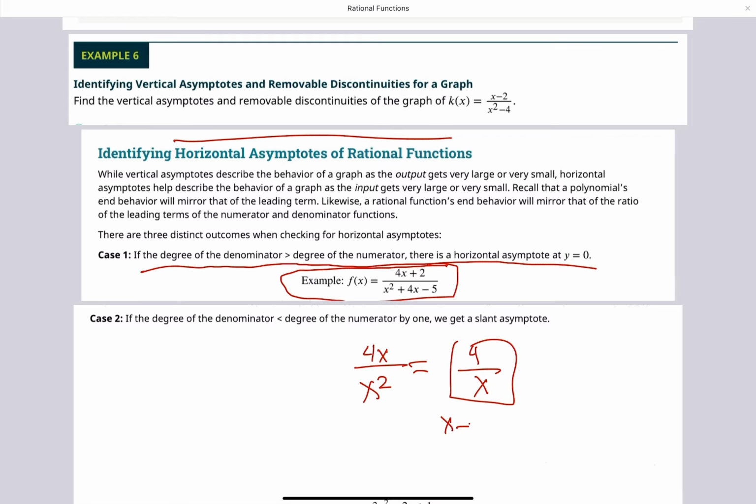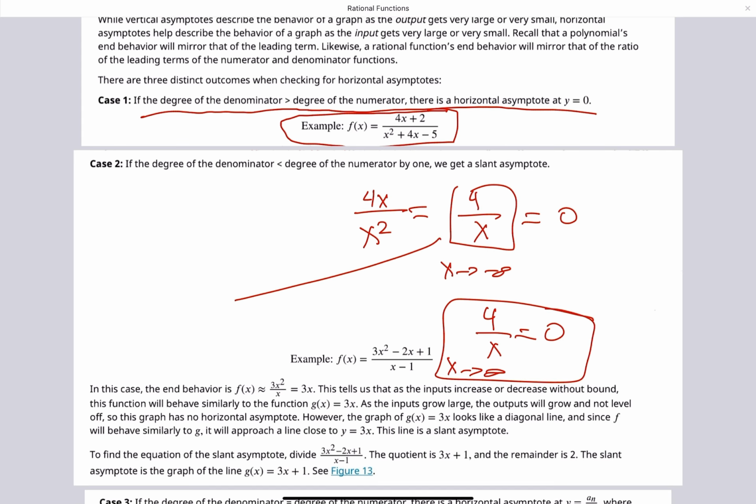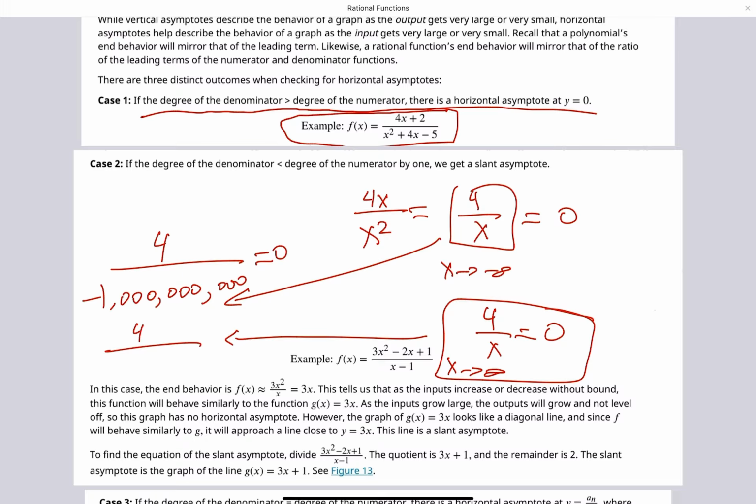As x approaches negative infinity, what do I get? I get 0. And as x approaches infinity, what do I get? I also get 0. How do we test this? You go onto your calculator and you do 4 divided by negative 1 billion if you want. You're simply going to get a number very close to 0. And how do we test this one? You do 4 divided by 1 billion, and you're also going to get a number very close to 0.